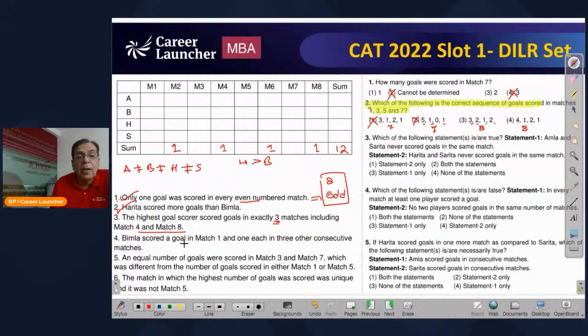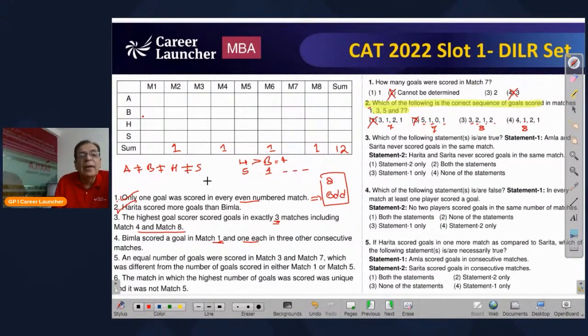Statement 4. Bimla scored a goal in match 1, and one each in 3 other consecutive matches. Bimla has scored a goal in match 1 and in 3 consecutive matches. So can Bimla be the highest goal scorer? No. Why? Because Bimla has scored a goal in match 1 and in 3 other consecutive matches. That means Bimla has scored 4 goals in all. That means the highest goal scorer, Harita, will have to be more than 4. The minimum value will be 5.